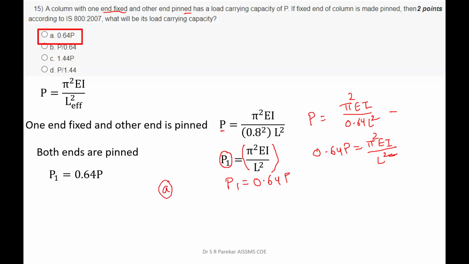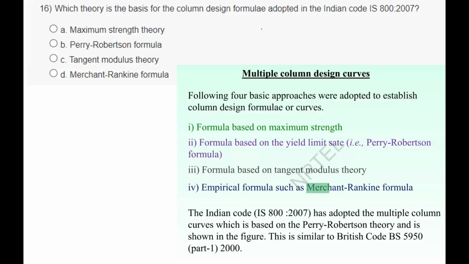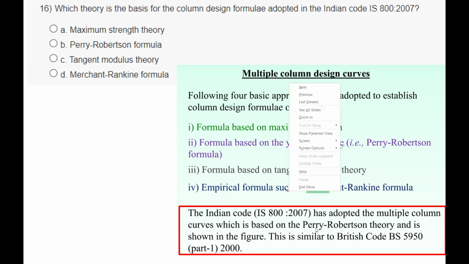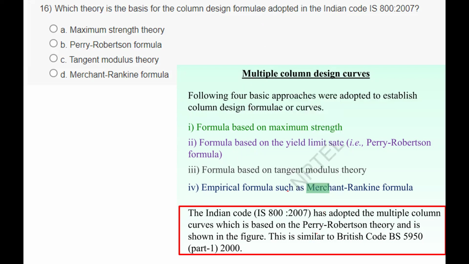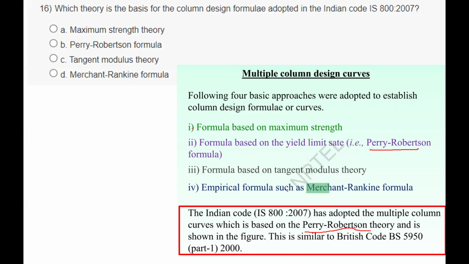So likewise, we have to solve the problems related to this. Sorry, we have 16 also. Which theory is the basis for the column design formula adopted in the Indian IS code? They have mentioned that the Indian Standard Code has adopted the multiple column curves, which are based on the Perry-Robertson theory. There also we can see the column formula is based on the yield stress, so there also we have the Perry-Robertson formula. So the option is B.